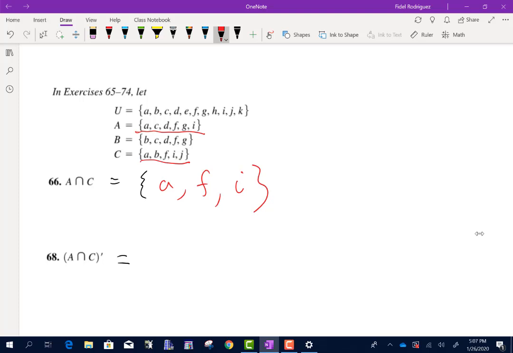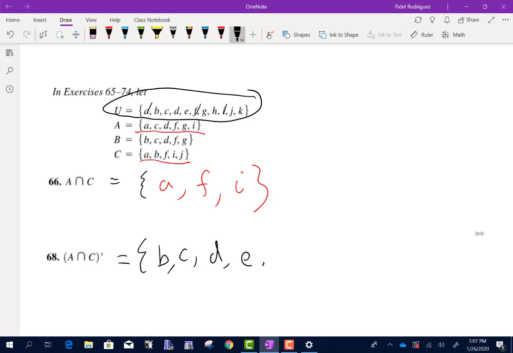Now, when we're going to find the complement, remember what the complement means. The complement means I want the letters in the universal set that are not A, not F, and not I. So what about B, C, D, E, G, H, J, and K? And there is 2.3.